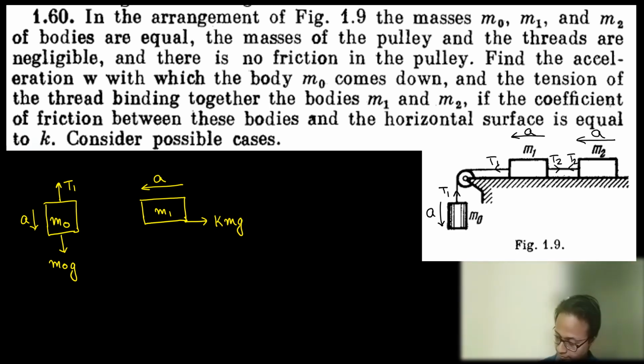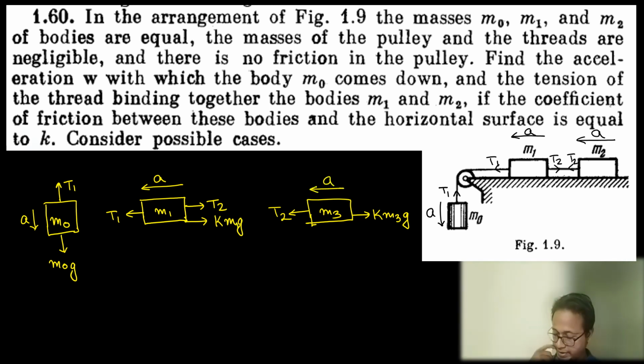Out here there's a value of tension T2 force, and a value of tension T1 for mass m1. For mass m2, this is moving with T2. The friction force is k into m2 g, this is k into m1 g, and it is moving in the same direction as acceleration a. Now you have to solve this equation.